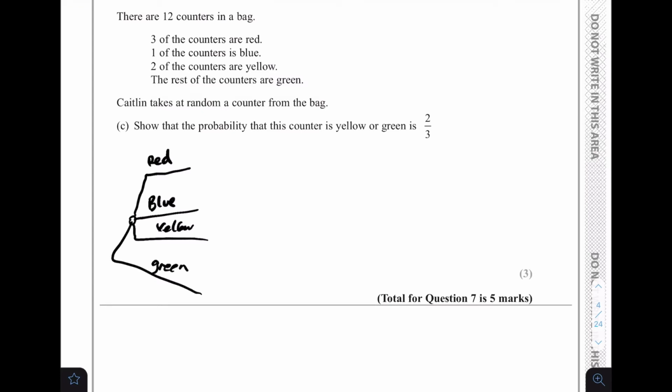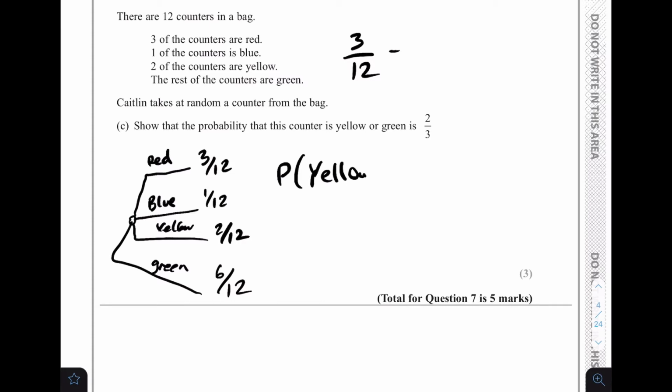So we know that there's 3 out of 12 counters to be red. So we just pop that on. 3 out of 12. 1 of the counters is blue, so that's 1 over 12. 2 of the counters are yellow, so that's 2 over 12. Then it says the rest of the counters are green. 3 red, 1 blue, 2 yellow, 3 plus 1 plus 2 is 6. That means that there's 6 unaccounted for at the moment, and that's the remainder. So green is 6 over 12. Now what we want to do is find the probability that it's yellow or green.